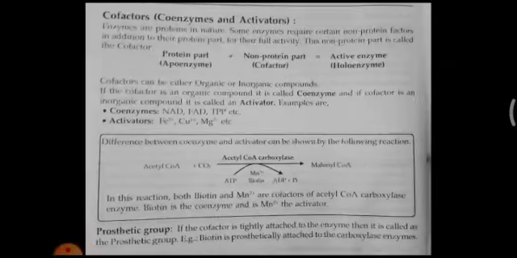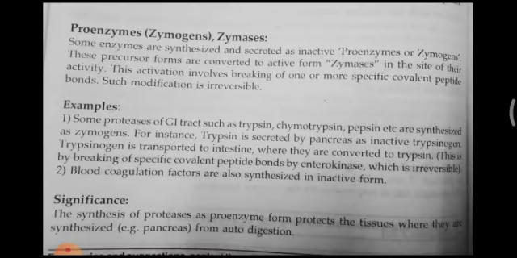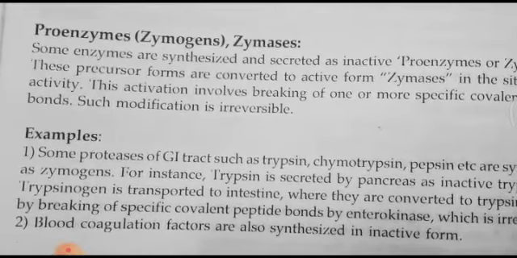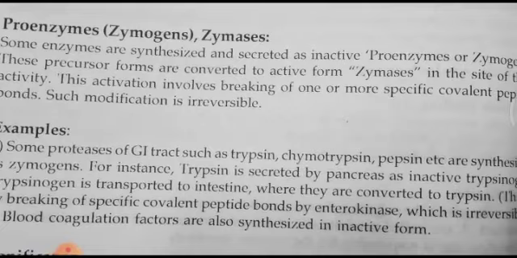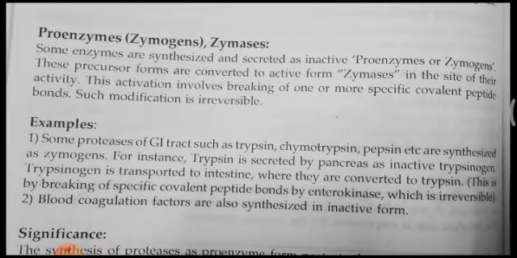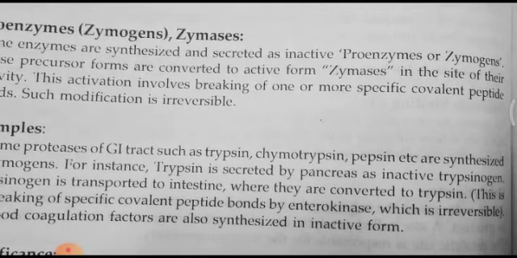Now we are going to discuss proenzymes. Proenzymes are also called zymogens. So what do proenzymes or zymogens mean? For example, if you have a pen with a cap and you don't remove the cap, then you cannot write. That means the pen is in inactive form. If you want to write, you have to remove the cap and then start writing. Similarly, proenzymes or zymogens are inactive forms of enzymes. When they are in inactive form, they will not perform catalytic reactions. They will get activated and then start their enzymatic process.